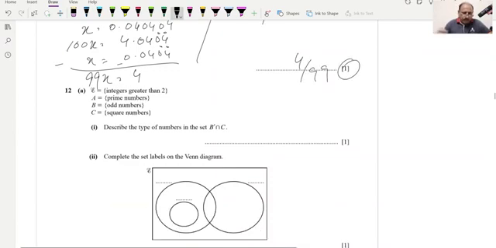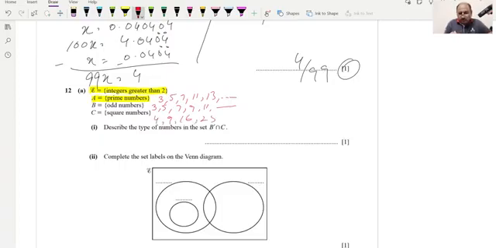1 mark question. Question number 12, universal set or domain is integers greater than 2. A is a prime number. What are the prime numbers? We can write prime numbers are 3, 5, 7, 11, 13, and so on. Similarly, odd numbers are 3, 5, 7, 9, 11, and so on. Similarly, square numbers are 2 square, 9, then will be 16 and 25, and so on.